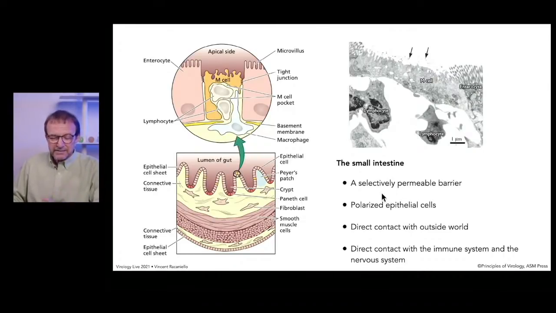So here are some buzzwords about the small intestine. A selectively permeable barrier lets some things in but not others. It comprises polarized epithelial cells. And of course, these have direct contact with the outside world because that's what the lumen of your gut is, right? It's open on both ends to the outside world. So you may not think so, but that's how we view it, virologists anyway. And this intestine has direct contact with the immune system, as I've told you, and it's also highly innervated, which we don't see here, but there are nerves innervating. There's an enteric nervous system that connects the gut with the brain.